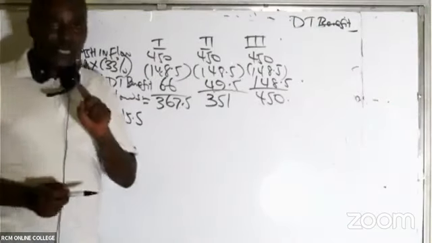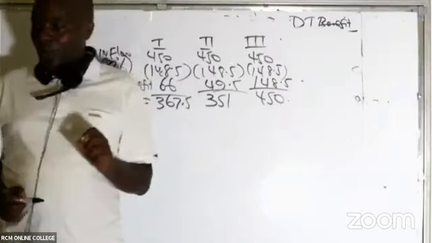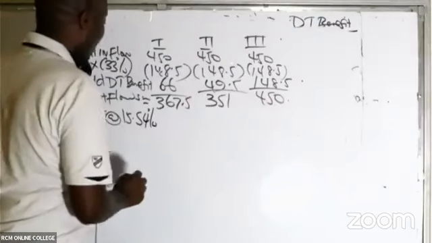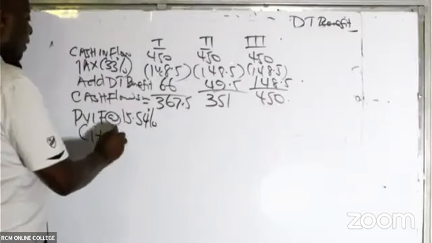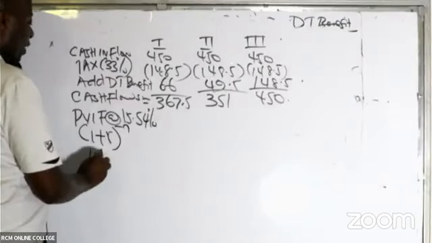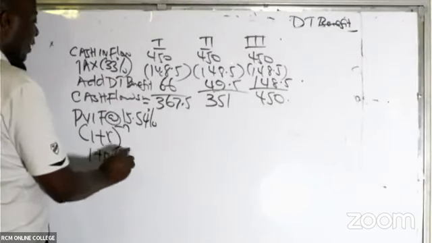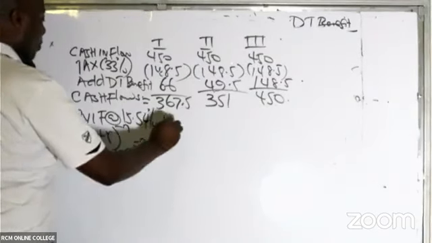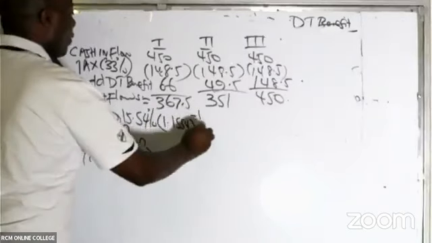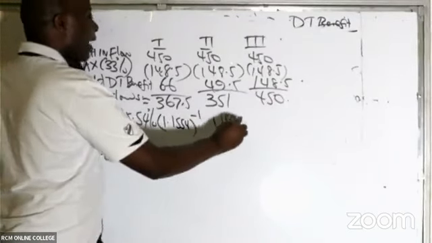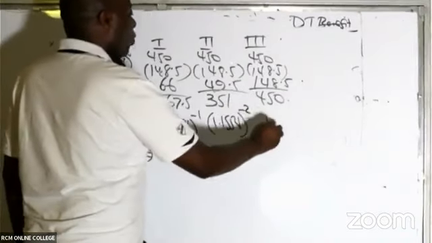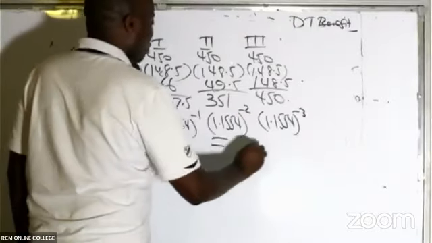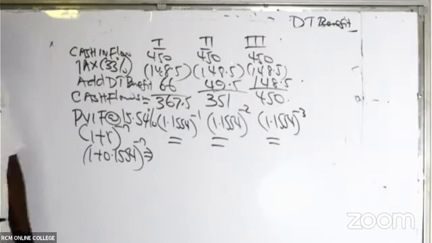We are discounting this using Q. It's 15.54%, and we know the formula is 1 plus r raised to negative n. So it is 1 plus 0.1554 raised to negative n. Here it is 1.1554 raised to negative 1, 1.1554 raised to negative 2, 1.1554 raised to negative 3. So do you have these figures?